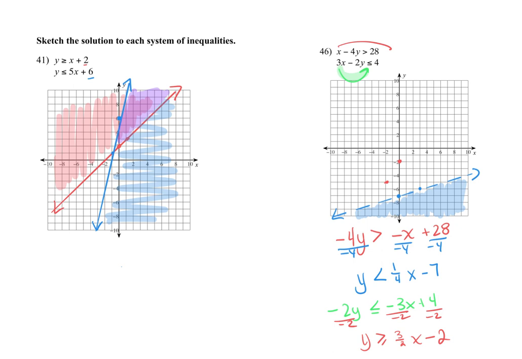Solid or dashed? This particular one is solid because it is or equal to. And then where am I shading? Well, this is greater than. So I'm actually shading everything above this line, which is up here. And you'll see this little tiny bit where they cross. So it crosses right here, this little wedge down here is where it crosses.